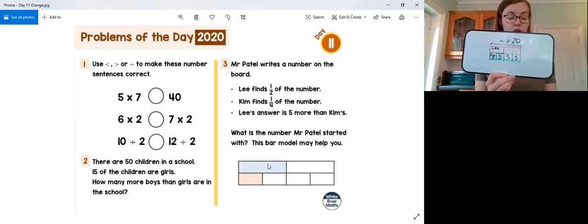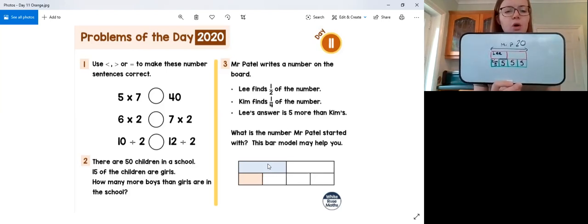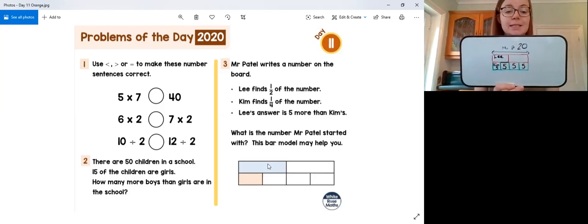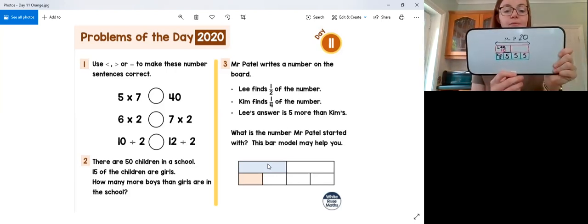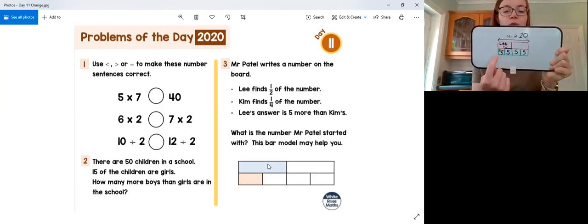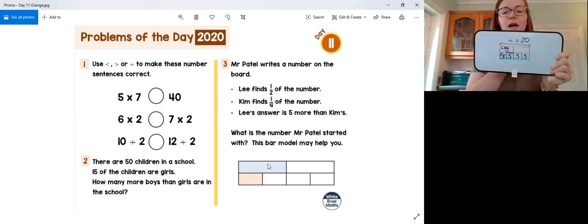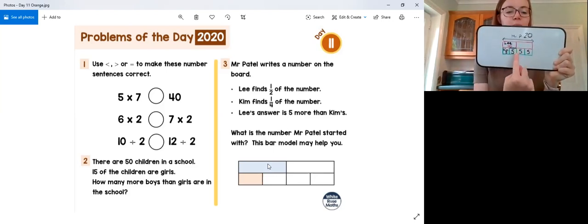Now we can check that using the question. We were told that Lee finds half of the number. What is half of 20? If we split it into 2, it is 10. We already know, because we've worked it out, that Kim found a quarter, which is 5. And Lee's answer was 5 more than Kim's. Is 10 5 more than 5? Yes, it is. And that is because we know our equivalent fractions. We can see from the middle line here that 2 quarters are the same as a half.